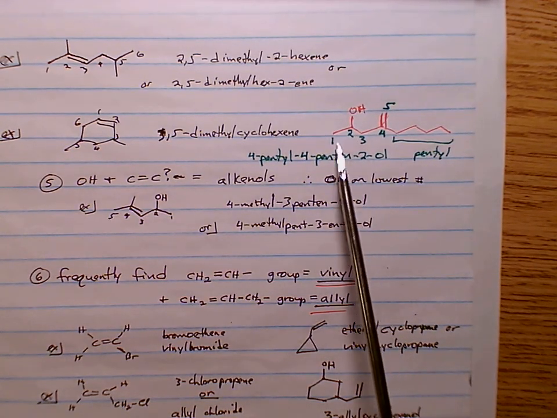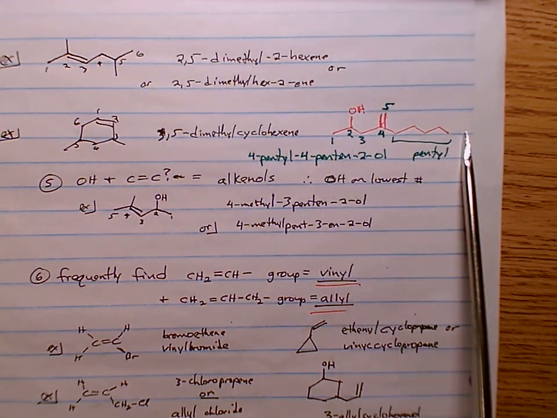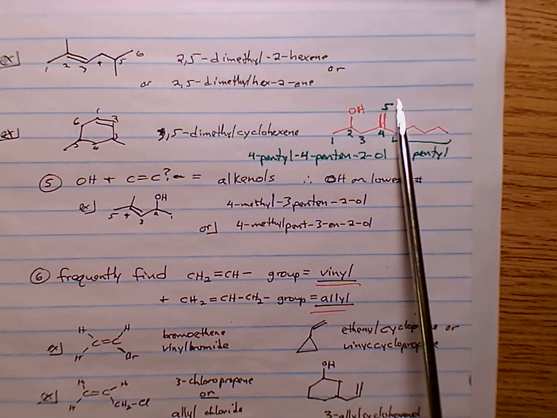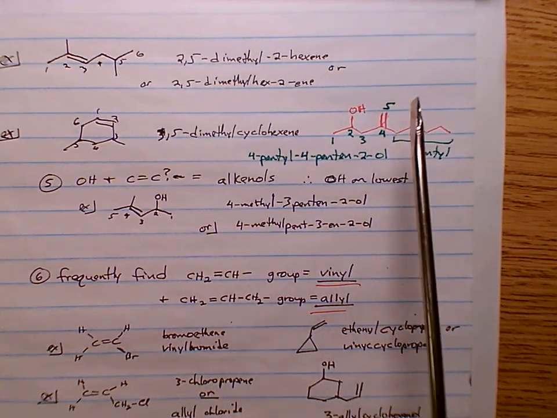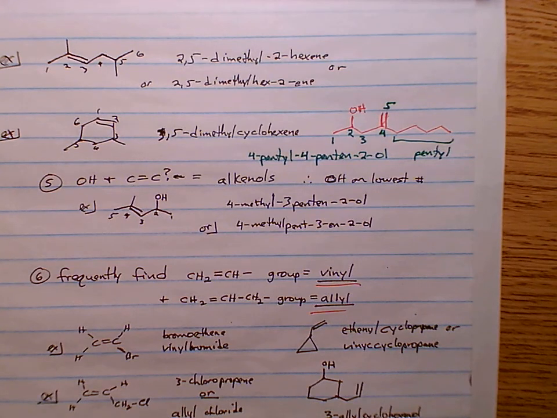And why didn't we number it 1, 2, 3, 4, 5, 6, 7, 8, 9? That's a much longer chain. 9 is much longer than 5. Why don't we name it that way? Because we have to have both carbons of the double bond in that longest chain. Our parent has to have both carbons of the double bond. That's why we would do it that way.